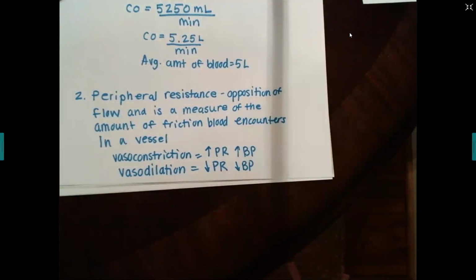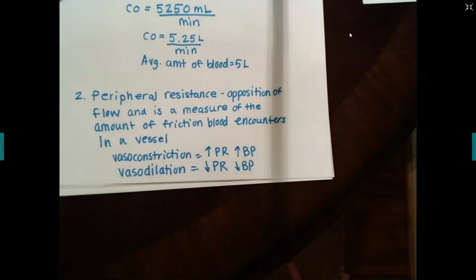It's like a garden hose. Squeeze on that garden hose, you're going to feel that water traveling through that tube. Okay, that's increasing the resistance, the opposition of flow of that water in the garden hose. Increase that, we increase the pressure. Let go, then we decrease peripheral resistance in that garden hose. Decrease blood pressure, the pressure within that hose.